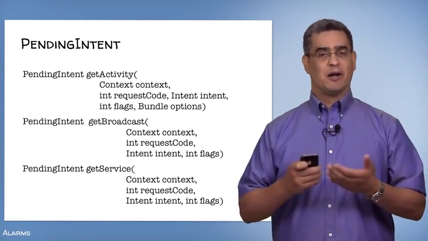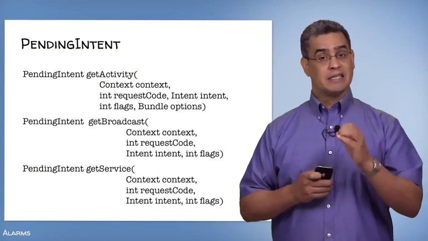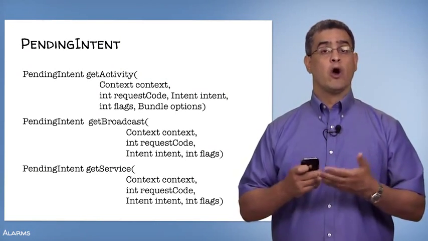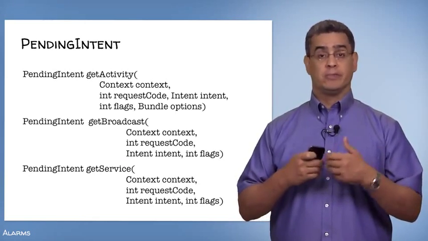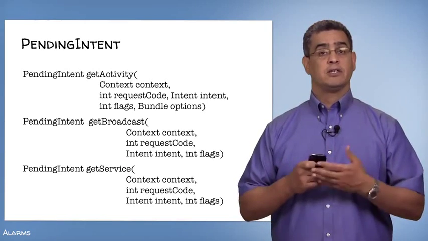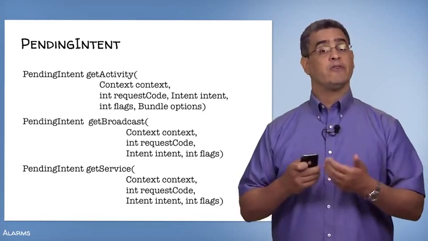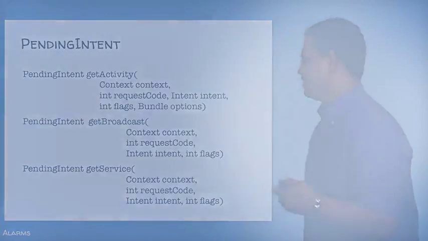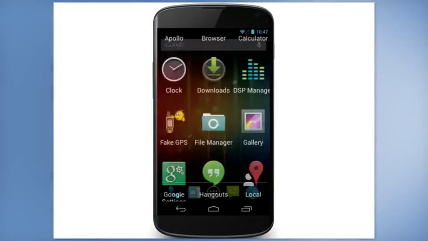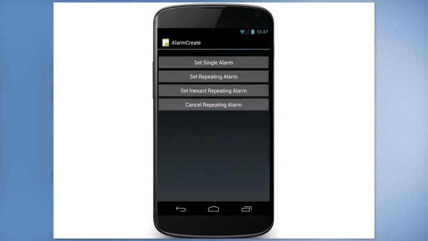So now that we've learned about alarms, let's take a look at an example application called Alarm Create. This application uses alarms to gently encourage a student to stop playing video games and return to his or her studies. Let's take a look. I'll now start up the Alarm Create application. The application displays a simple user interface with 4 buttons.